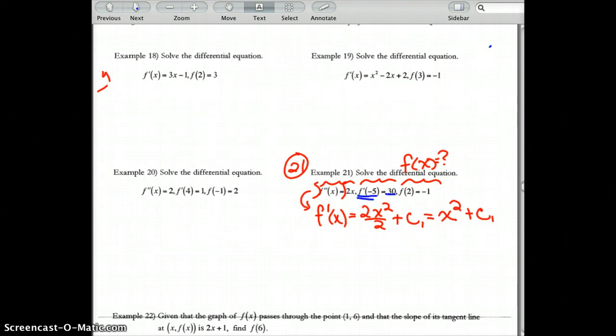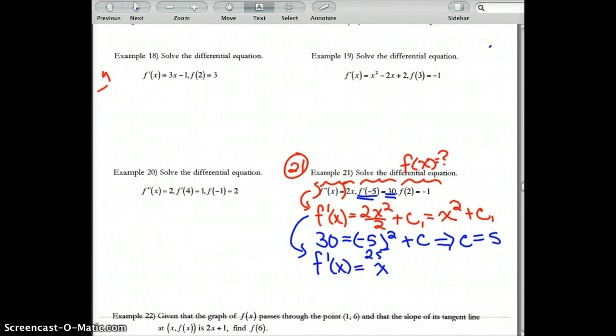But I'm going to use the fact that I have a point on my derivative function. When I put a negative 5 in, a 30 comes out. Well, that would imply that c has got to equal, I've got a 25 here, c has got to equal 5. So back to my general solution, let's make it more specific. I know that my derivative function would be x squared plus 5.